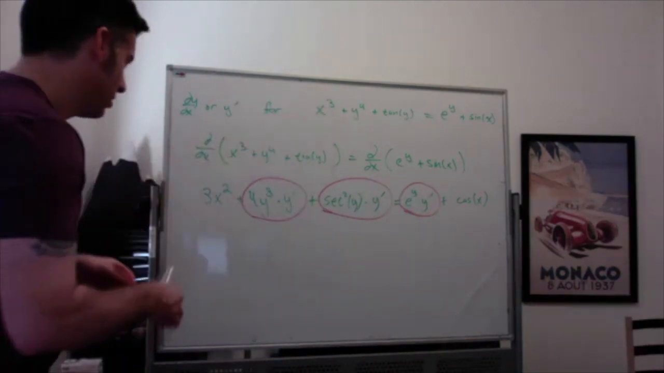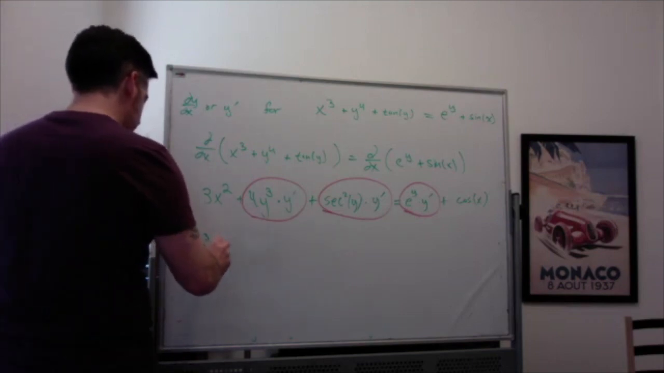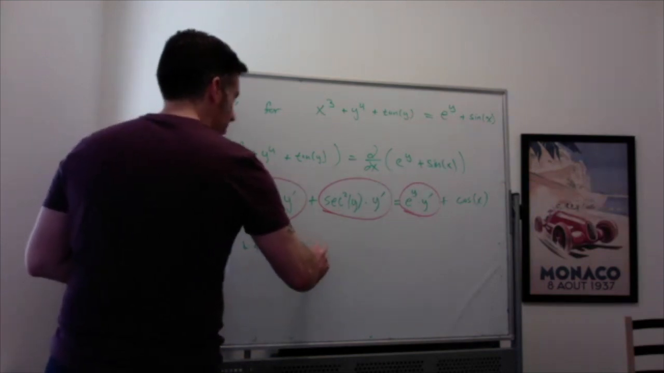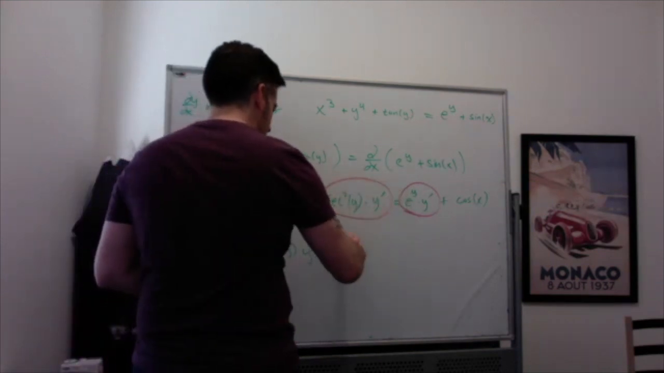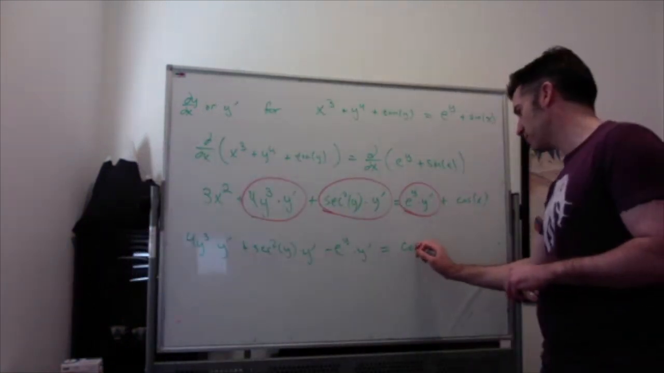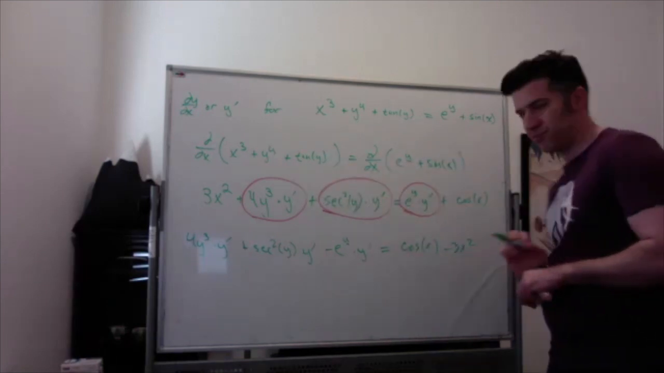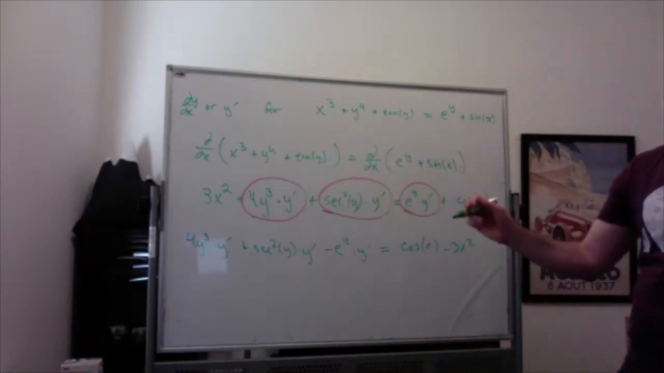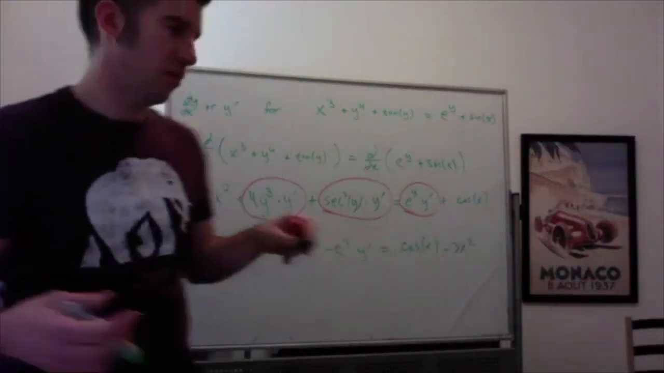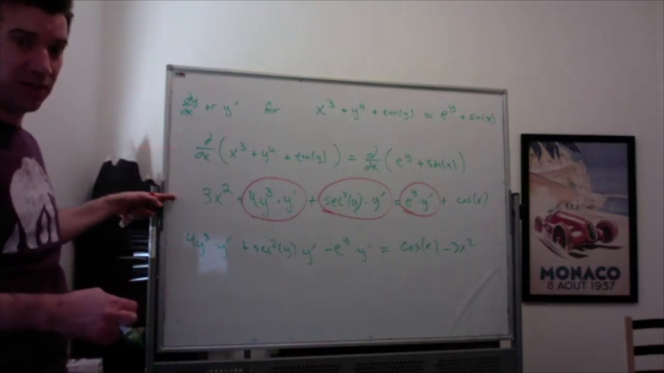So I'm going to have 4y cubed times y prime plus the secant squared of y times y prime minus e to the y times y prime equal to cosine of x minus 3x squared. So bring all the y primes to one side, all the not y primes to the other side. The first step was to differentiate both sides. The second step was to collect the y primes on one side.